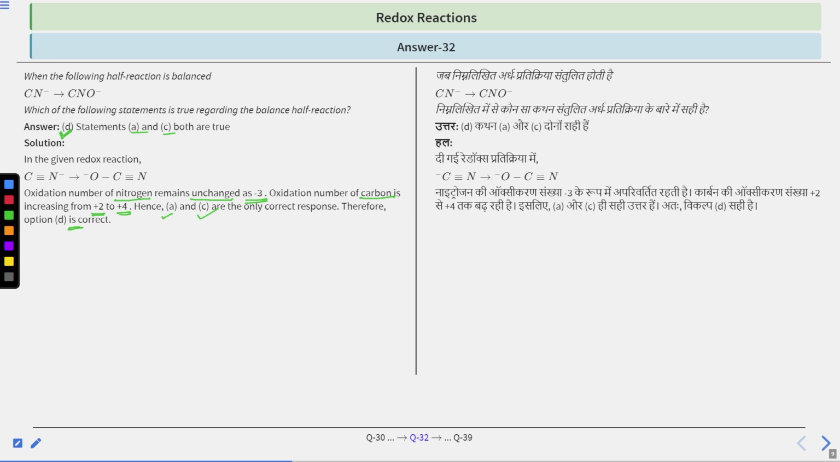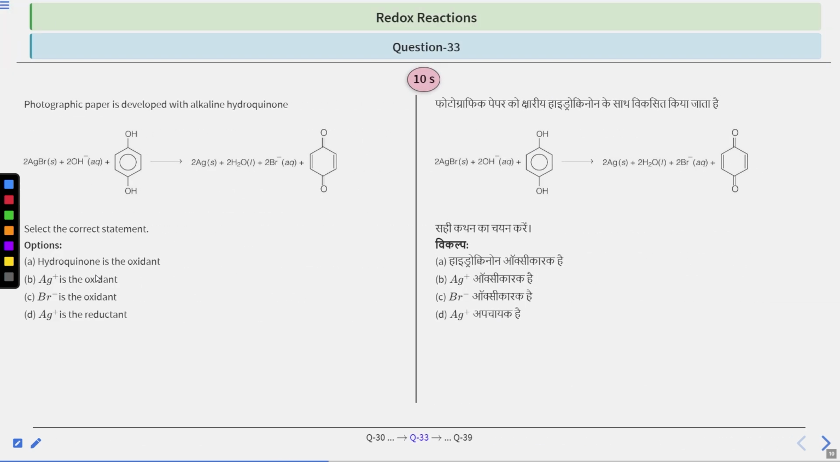Right? Thus, option D is the correct answer. Okay, let's move to the next question. Question number 33.